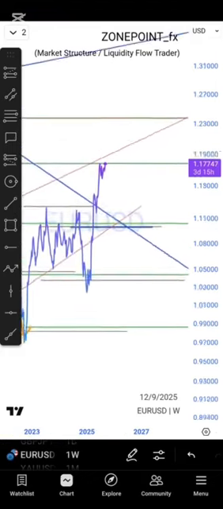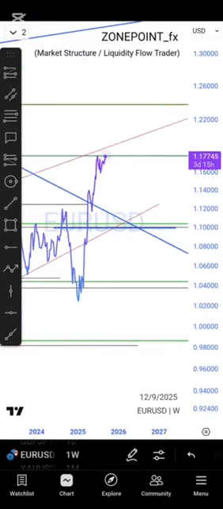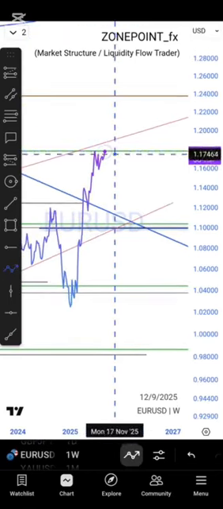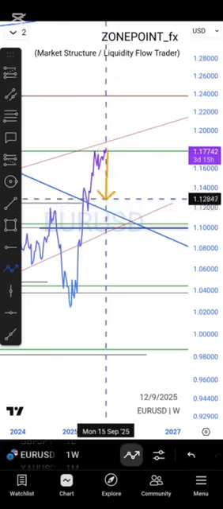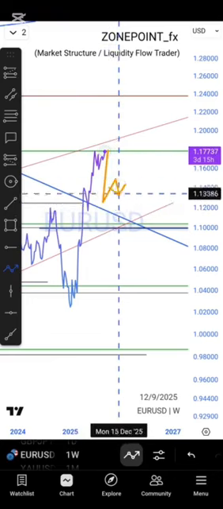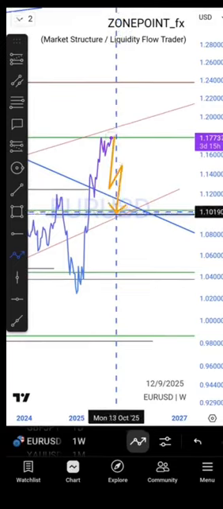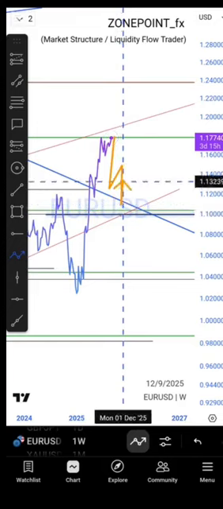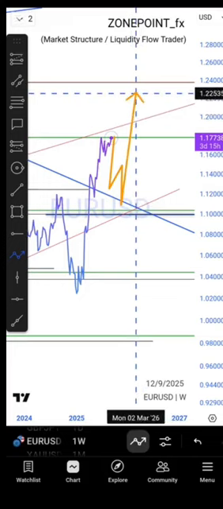So what we'll be doing is, there is a short pullback here first. That pullback is also an inducement. So something like this: tap into this level, up like this, come down like this, maybe tap into this level or somewhere at this resistance, and I will see a close above like this to continue selling up.